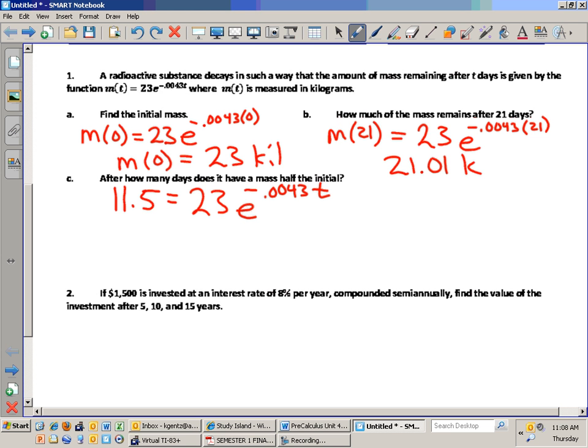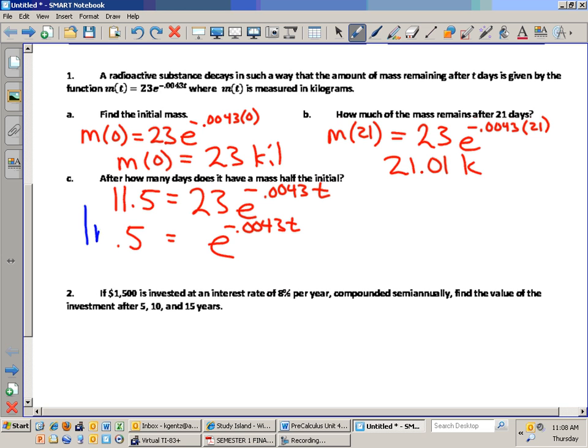No, it says after how many days, so we're trying to solve for time, does it have a mass half the initial? The mass is 11.5. How do you solve this equation? This is a logarithmic equation which we've tried to solve before. If I divide by 23, I get 0.5 is equal to e to the negative 0.0043t. How do I access that t up in the exponent?